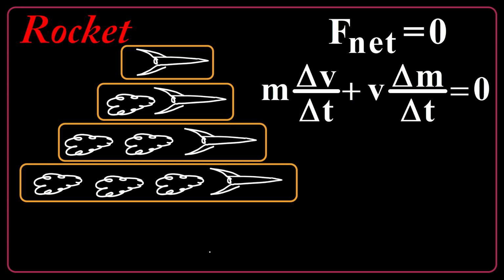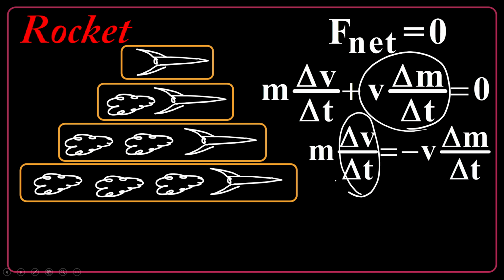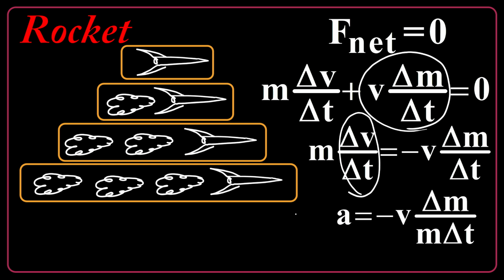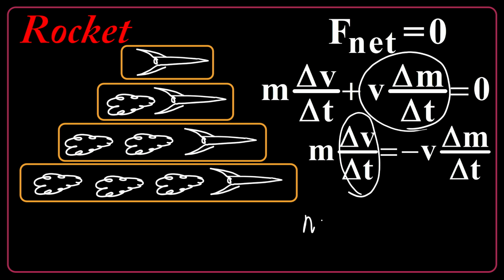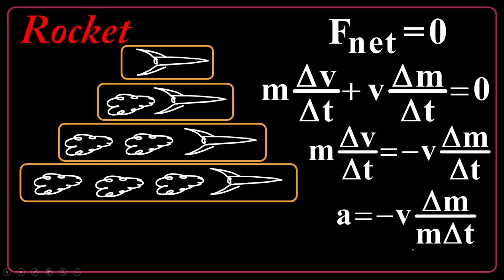Okay, what should I do next? It's very easy. I can take the second term to the right, and the negative sign you see here shows the direction, and I can substitute delta v over delta t for acceleration. So let me write it like this: m times acceleration is negative v delta m over delta t, and then you can take the mass here.